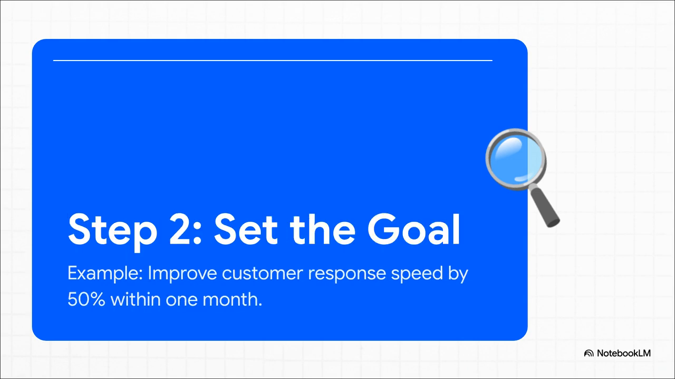Next up, step 2, set the goal. And again, specificity is everything. Improve customer service isn't a goal, it's a wish. But improve customer response speed by 50% within 1 month, now that is a target. It's measurable, it has a deadline, and you'll know without a doubt whether you've hit it or not.